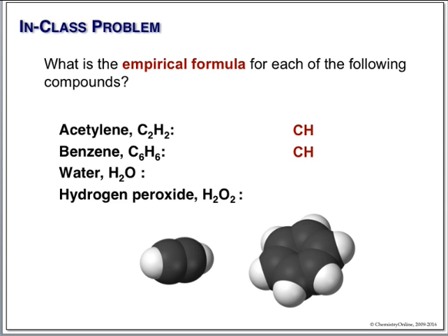What's the empirical formula for water? Well, that is the lowest whole number ratio, isn't it? H2O. Hydrogen peroxide, however, we can divide by 2, and we get HO.